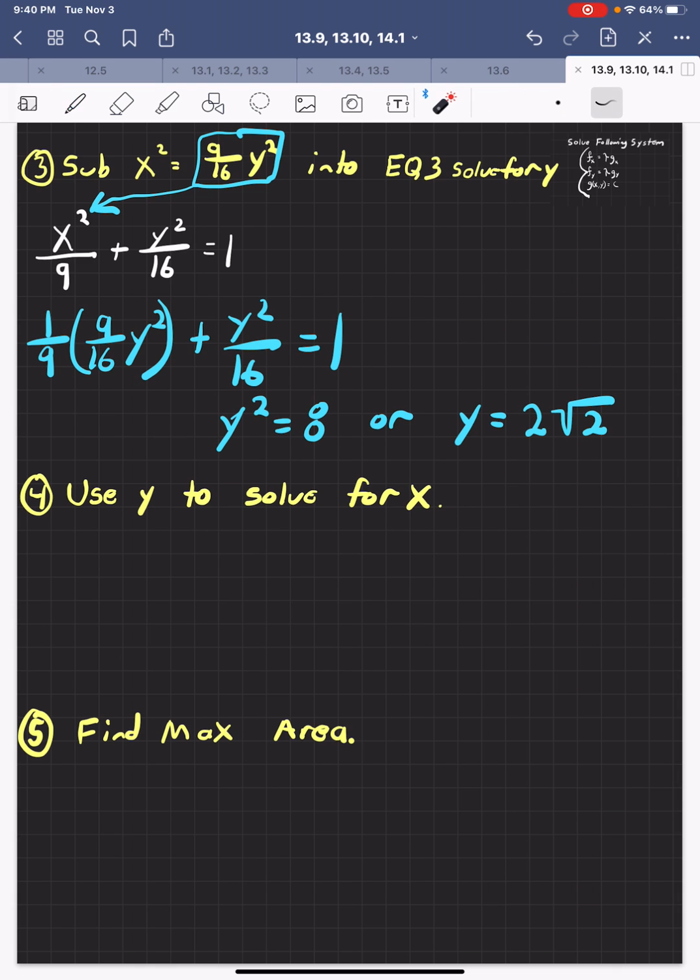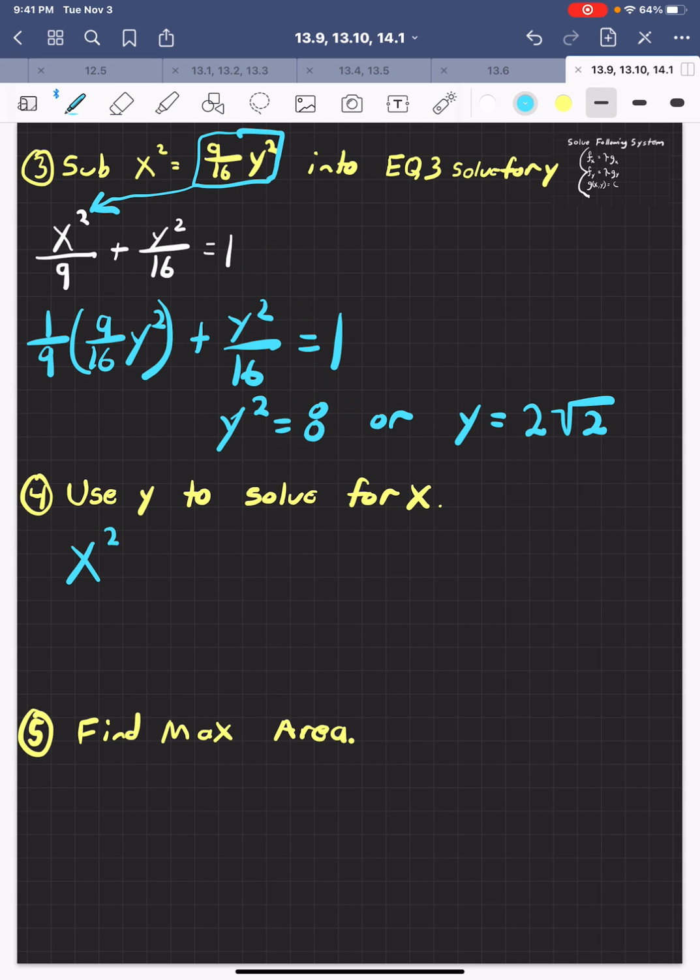All right. So we have y, and now we're going to use y to solve for x. But notice, come back, follow me here. Notice that if I go back to this equation, I know that y squared is equal to 8, so I can plug this 8 in here for y squared, and then solve for x.